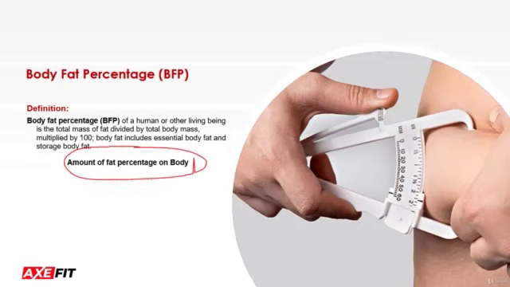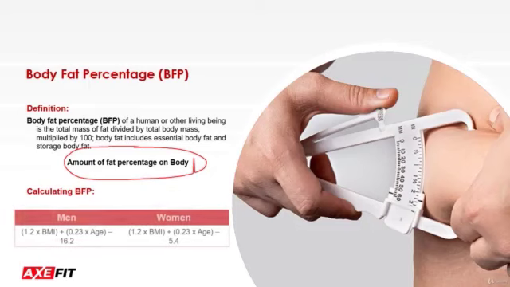Now there are several different ways to calculate body fat percentage, but to have a simpler formula that you could use at home, let's look at that. If you were to calculate your body fat percentage at home, the formula would look something like this. Now to calculate your body fat percentage, you would also need the value of your BMI. And the formula is different for men and women.